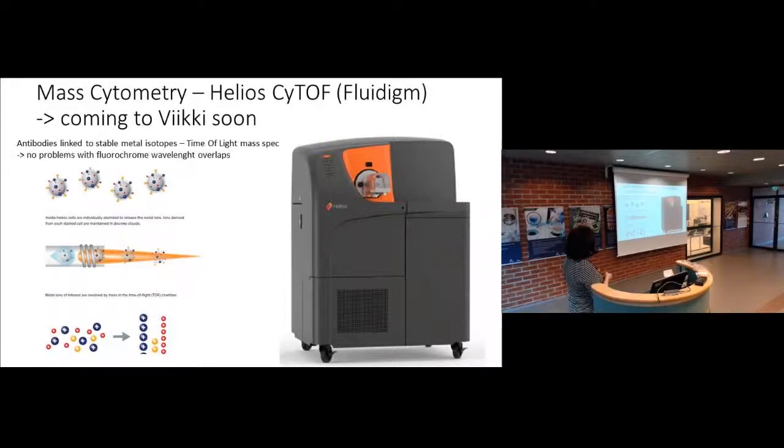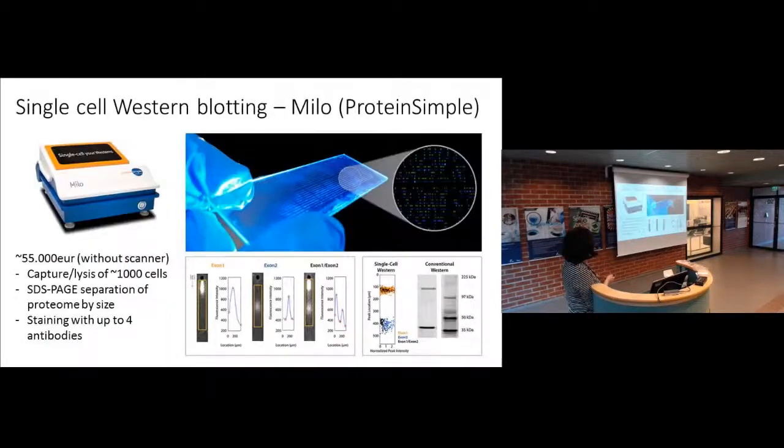And then you shoot them through, and when the cell is broken up and the time-of-flight mass spec takes place, these isotopes are separated by their size, read there and quantified from each cell.